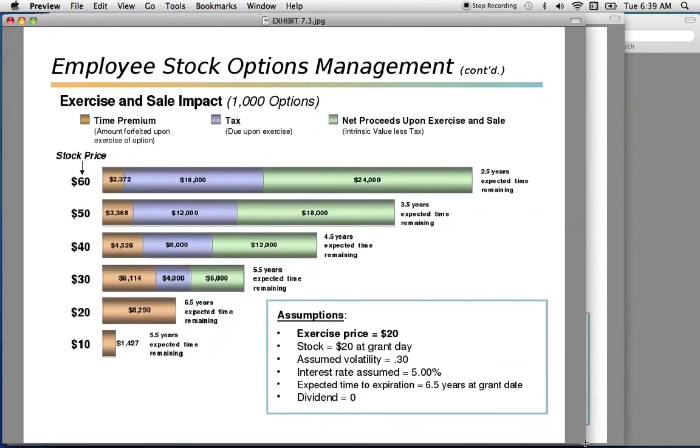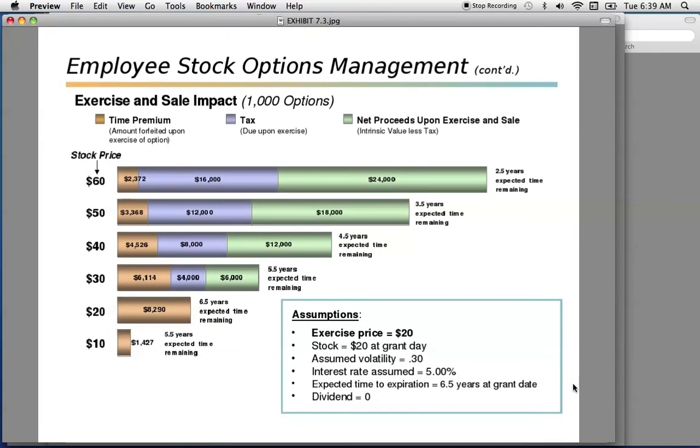All right. So here, all we've done is we've taken the first graph where we're assuming lower volatility, higher interest rates, 6.5 years time to expiration, no dividend. We're just showing what happens if you exercise, net after taxes. If you have the right to buy the stock at 20 and you're fortunate enough to see it go to 50 with still 3.5 years expected life. In other words, if it takes you 4 years to get up there, which is rare.